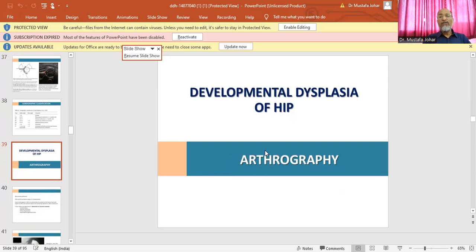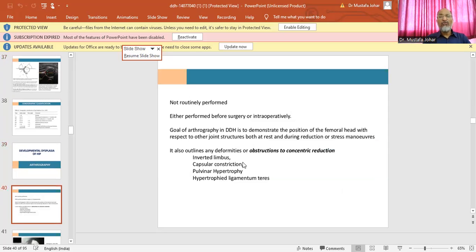Then you have got another method of diagnosing the dislocated hip through the arthrography. Arthrography is nothing but infiltrating the radiographic dye within the joint cavity, and when you push the dye, there is a contrast X-ray available, but it is not routinely performed because now better means of diagnosing hip dislocations are available. But it is performed either before the surgery or intraoperatively, just to have black and white evidence of the problem.